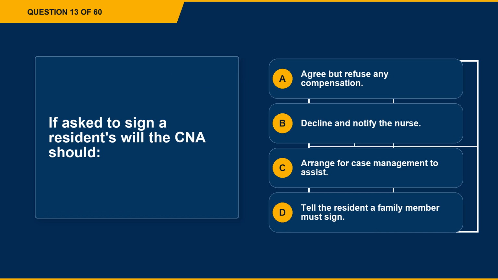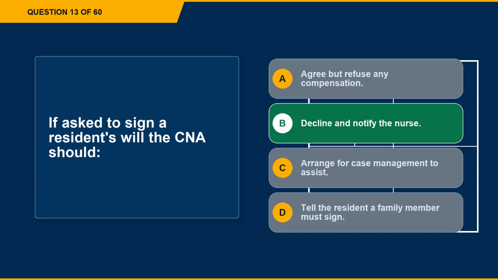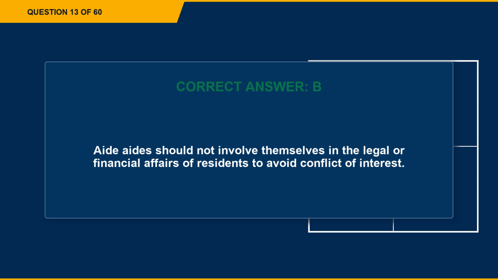Question 13. If asked to sign a resident's will, the CNA should: Option A, agree but refuse any compensation. Option B, decline and notify the nurse. Option C, arrange for case management to assist. Option D, tell the resident a family member must sign. The correct answer is option B, decline and notify the nurse. Explanation: Aides should not involve themselves in the legal or financial affairs of residents to avoid conflict of interest.